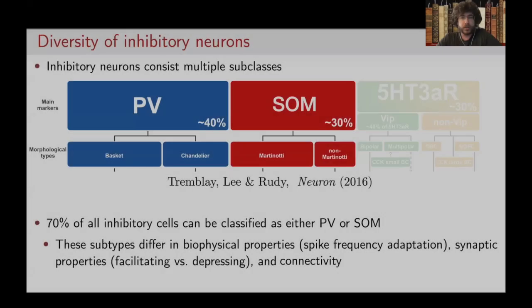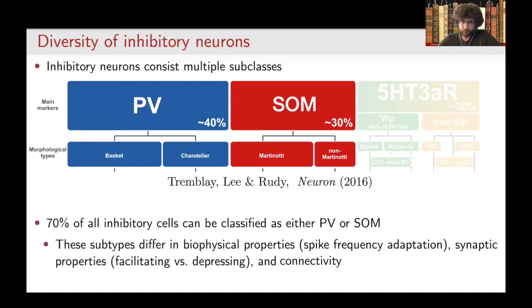Subpopulations, which account for about 70% of all inhibitory neurons. And like I said, in terms of how they differ, they differ in terms of their biophysical properties, their synaptic properties, and how they're embedded into these circuits. And that's what I'll be mentioning here at first, just in terms of the connectivity.